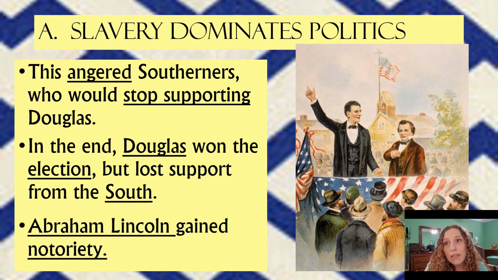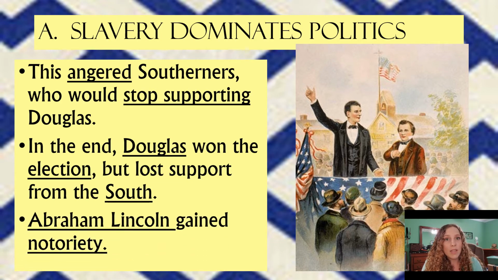As far as Lincoln is concerned, you have a short-term loss and a long-term gain. Lincoln loses this election. He does not get elected senator, but he gains notoriety. People are starting to listen to him. People are starting to know who he is. I wouldn't call him a big celebrity at this point, but he's certainly more known than he was, and he's putting himself in a pretty good position to be the Republicans' nominee for president just 2 years after this.